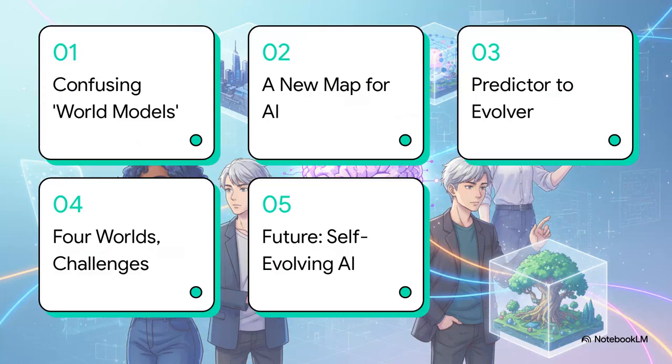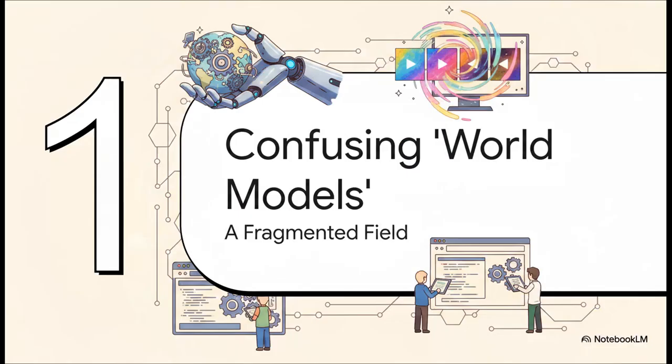Okay, so here's our game plan for breaking this all down. First, we'll get into why the term world model is such a mess. Then, we'll look at the paper's amazing solution, a brand new map for the field. We'll walk through 3 levels of AI smarts, from a simple predictor to a self-improving evolver, and see how they operate in 4 different worlds. And finally, we'll tie it all together to look at what this means for the future of AI. So let's start with the problem itself.